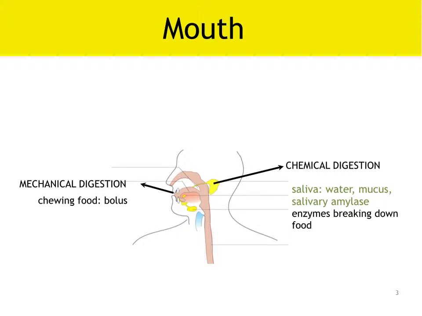Can you remember what the enzyme in your mouth is called? Amylase. So carbohydrates get broken down into maltose by the enzyme amylase.